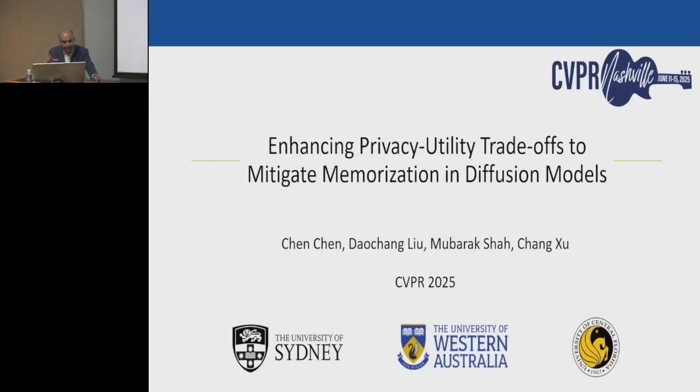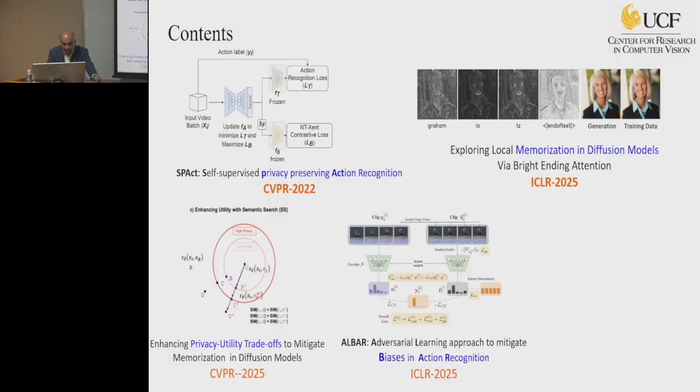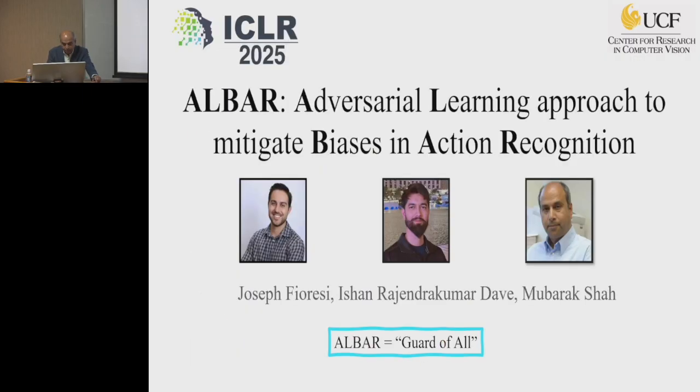Okay, so that was the second piece, on how to solve the privacy problem, the mitigation of memorization in the diffusion model. So let's look at the third piece, about the bias. This was the paper we presented last month also.